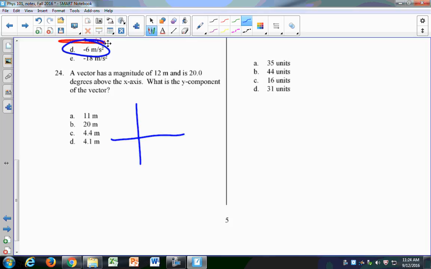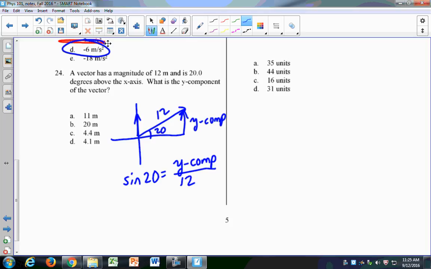You don't have to draw a picture, but let's just do it. 12 units at 20 degrees. I want to know the y component. That's over here. Or I can draw it over here. It's fine, too. But to find that, I say the sine of 20 equals the y component over the hypotenuse, which is 12. And so my y component equals 12 sine 20. Hopefully you don't have to go through drawing the picture, writing out the sine, all that. You can just jump right here, maybe not even writing anything, and just doing 12 sine of 20. It's one of those small numbers, 4.4, 4.1. It is 4.1.